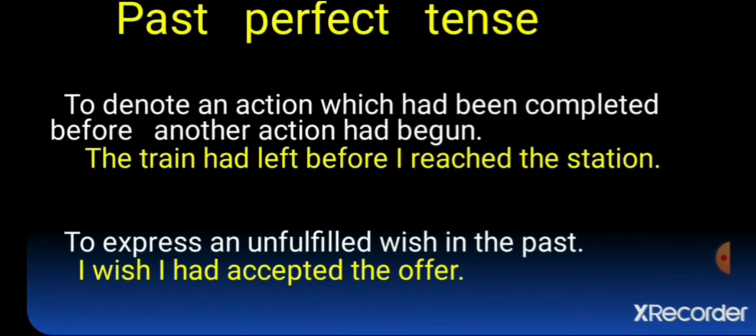Now students, let's see the uses of past perfect tense. Here students, past perfect tense is used to denote an action, to show an action which had been completed before another action had begun. To denote an action which had been completed before another action had begun. For example, students, the train had left before I reached the station, meaning before his reaching the station, which action had been completed?